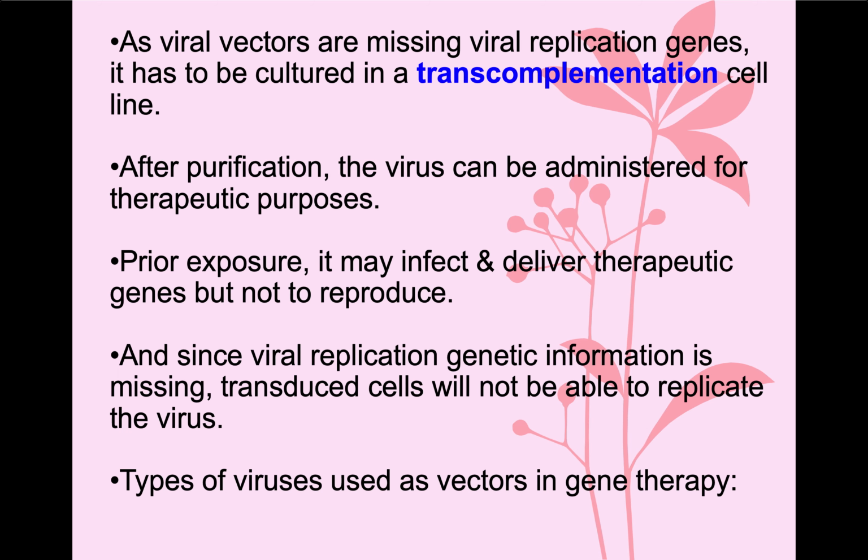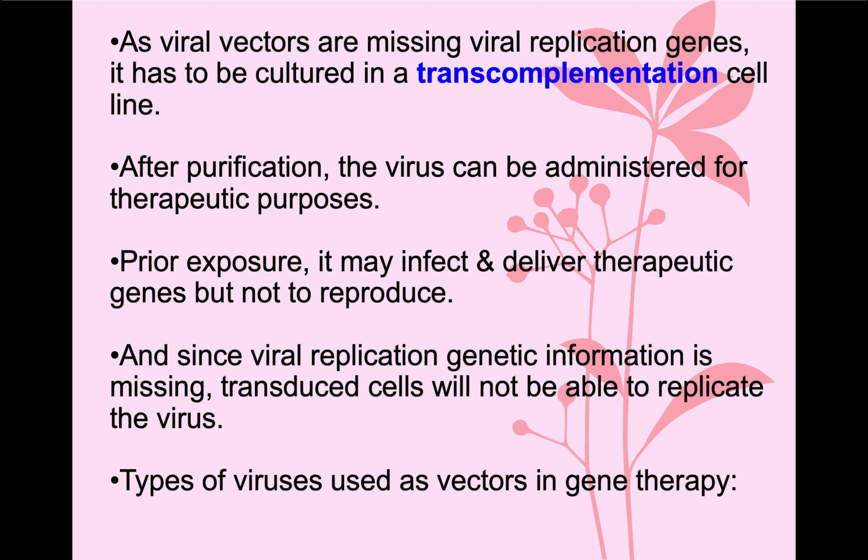Basically, when you modify the viral vectors, the viral replication genes are usually deleted or turned off. Because it doesn't have its own replication genes, it has to be cultured in a transcomplementation cell line to make sure that it can replicate your transgene later on. After the complementation, you can do the purification, and the virus can then be administered for therapeutic purposes. Upon exposure, it may infect and deliver therapeutic genes, but not reproduce.